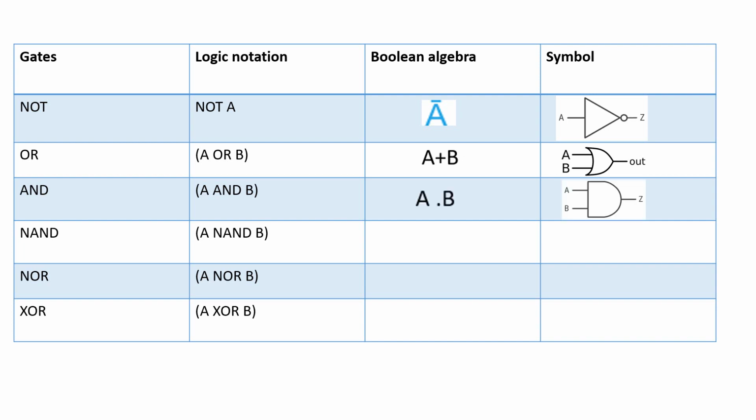In the case of the AND gate, if the inputs are A and B, you will be writing the logical notation as A and B.